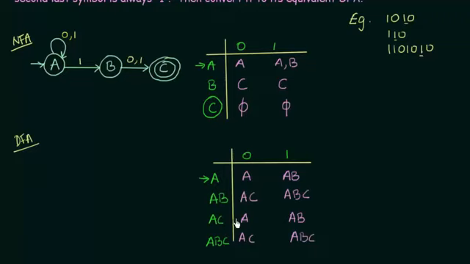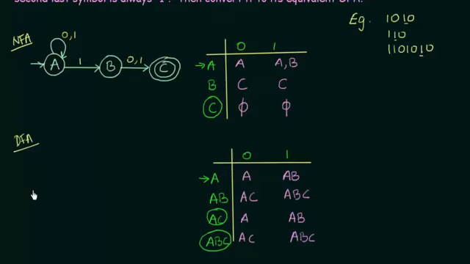Okay, so now we have made the transition table, but we did not mention which is the final state. In the NFA table, C was the final state. So whichever states contain C will be the final states. We see that AC contains C and ABC also contains C. So these two will be my final states, AC and ABC. Okay, now we have finished the transition table. Now let's try to draw the transition diagram.